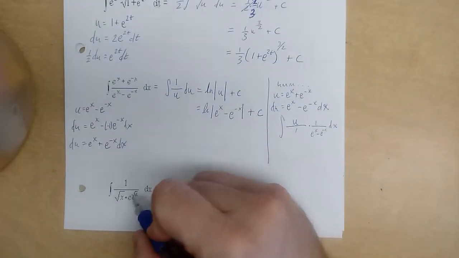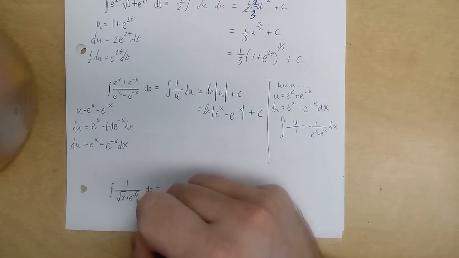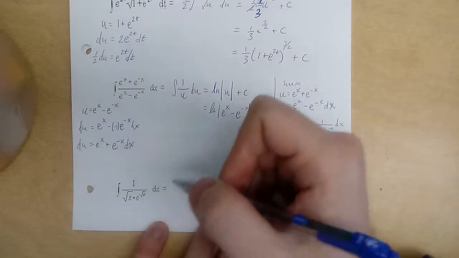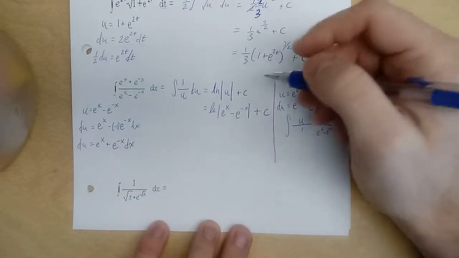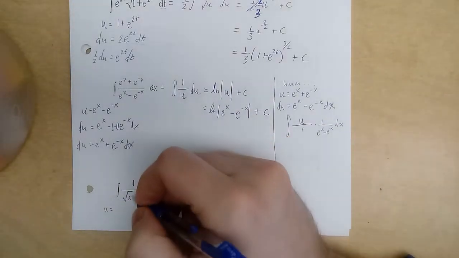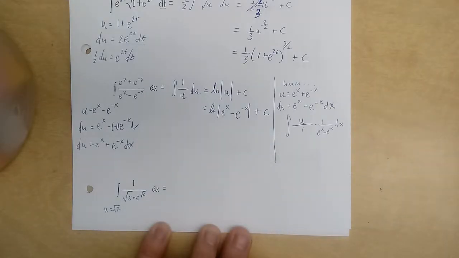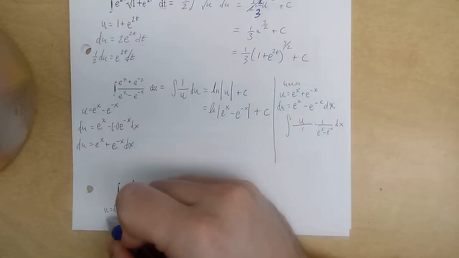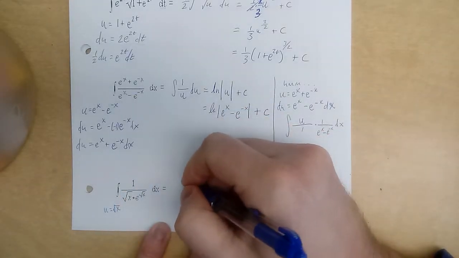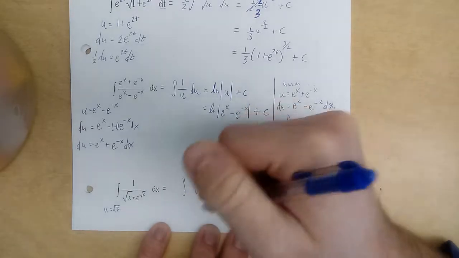Okay. In our next problem, we have 1 over radical x times e to the radical x. So if we were to set u equal to, if I set it equal to radical x, let's see what happens there. I'm thinking this is going to be a little bit of a problem because this would be 1 over u e to the u. And I don't know the antiderivative of u e to the u.